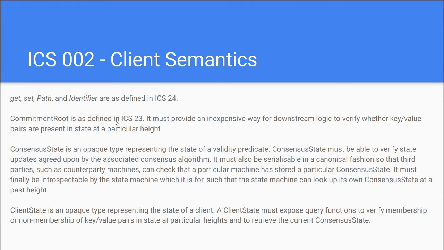Commitment root is defined in ICS 23. It must provide an inexpensive way for downstream logic to verify whether key value pairs are present in state at a particular height or not. Consensus state is an opaque type representing the value of the validity predicate. Consensus state must also be able to verify state updates agreed upon by the associated consensus algorithms. Client state is an opaque type representing the state of a client. A client state must expose query functions to verify membership or non-membership of a key value pair in state at particular heights, and to retrieve the current consensus state.